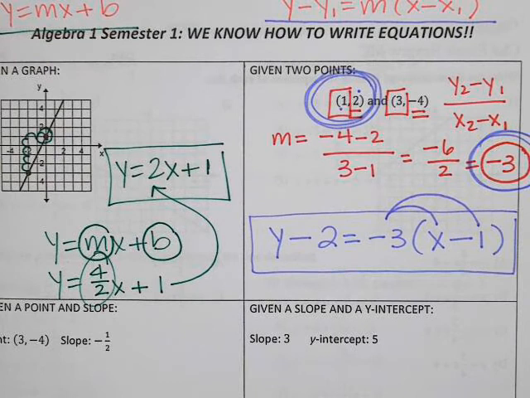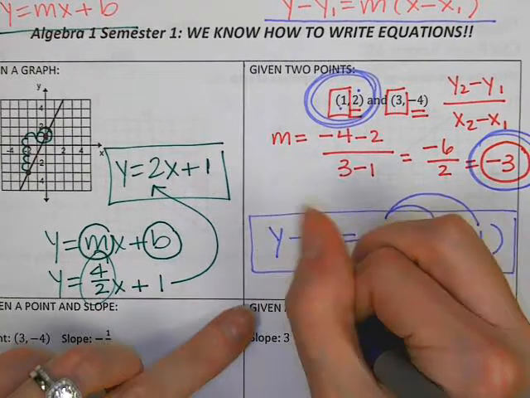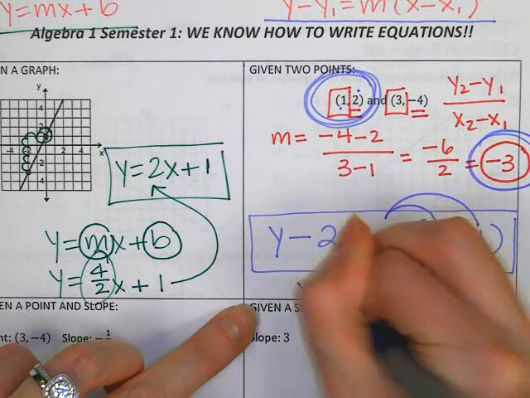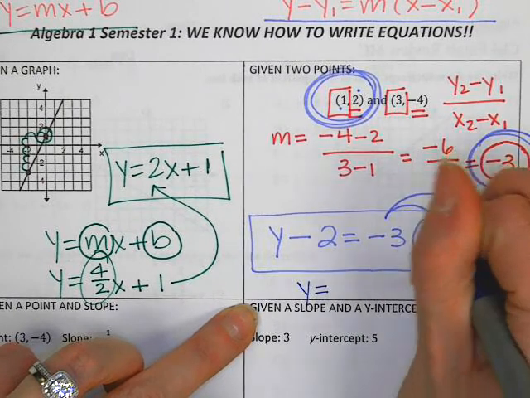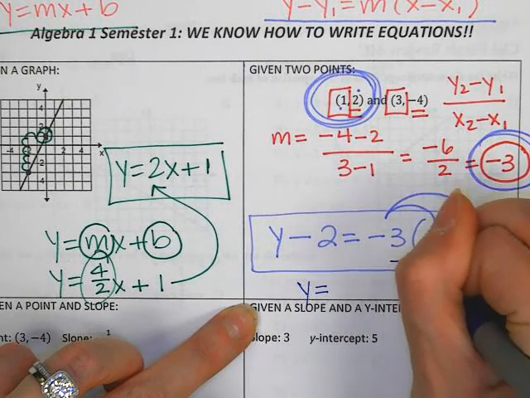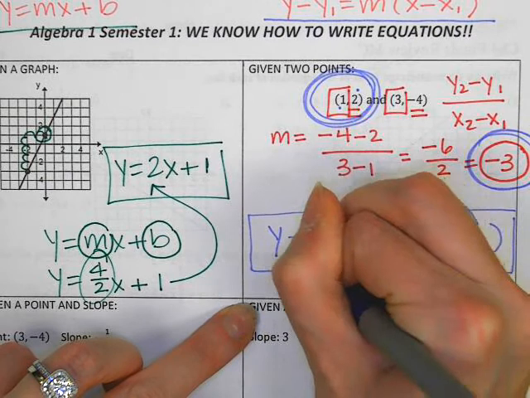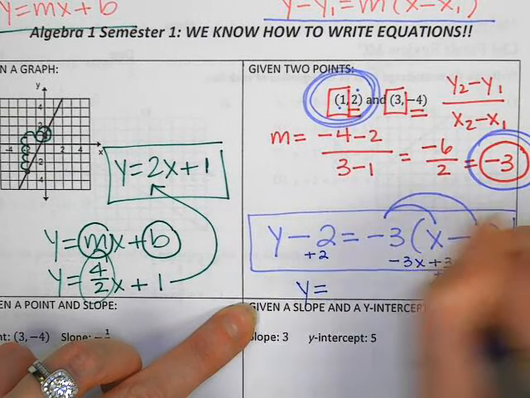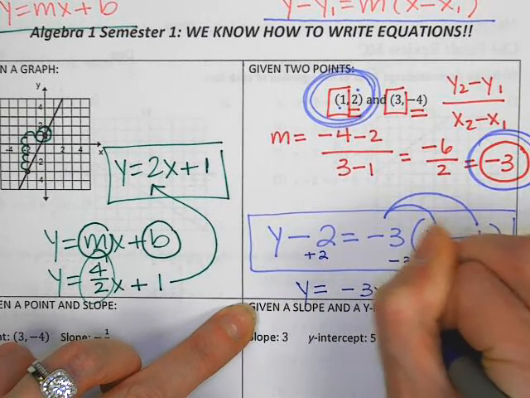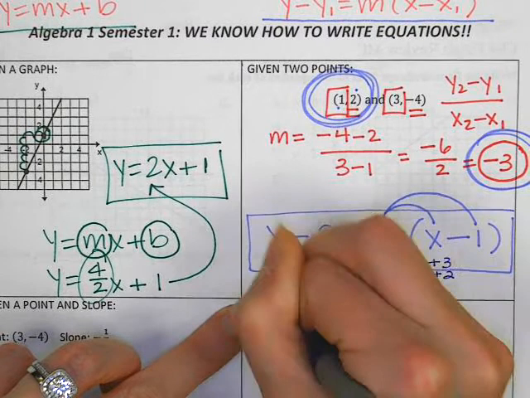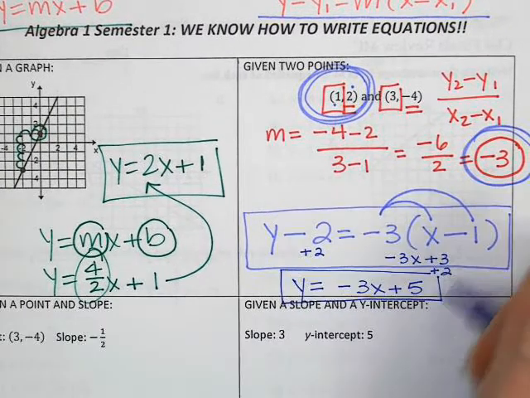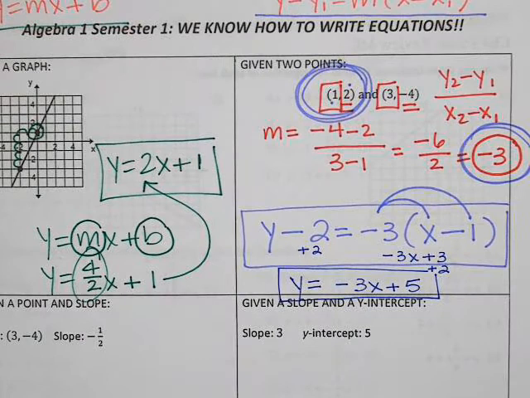So if you guys want to try that, in slope-intercept, it would be y = -3x + 3 if you distribute, but then you would have to add the 2 over. It would be y = -3x + 5. So I'm not sure which way it would be, but these are both correct.